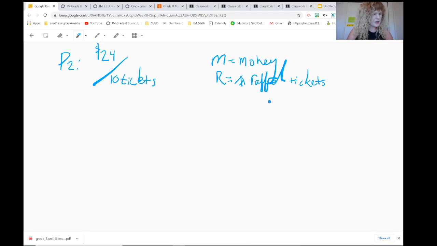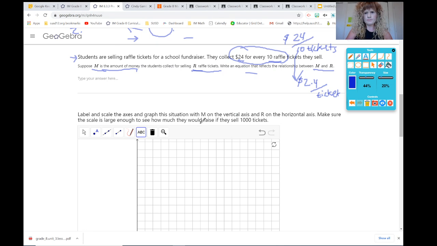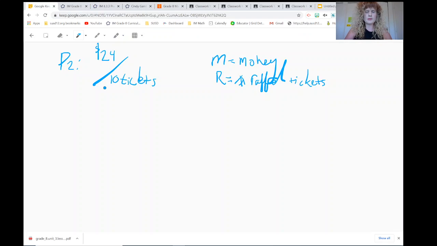Okay, we've got that information. Label and scale the axes, it says. Oh wait, I forgot to write the equation. Write the equation that reflects this relationship. Seems like I forgot what I was doing.